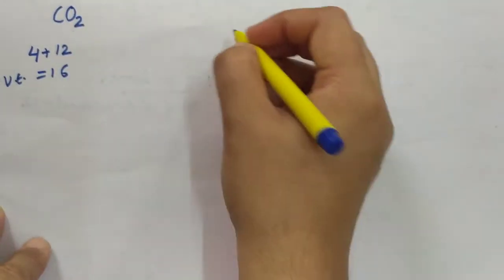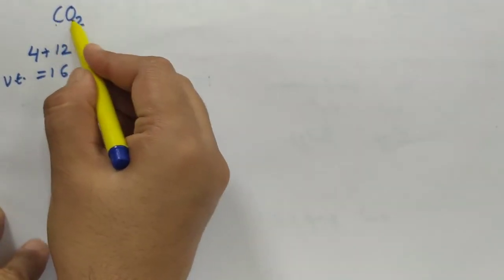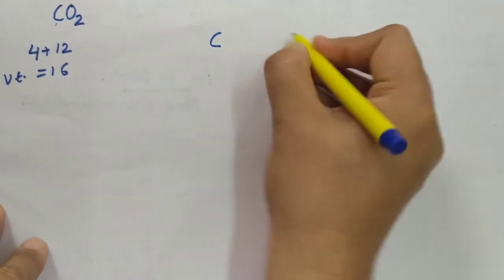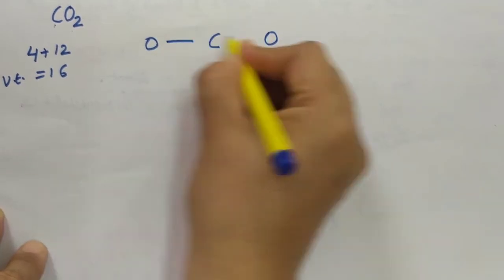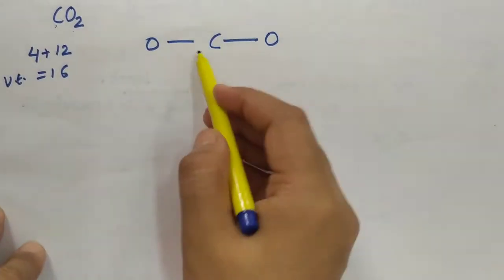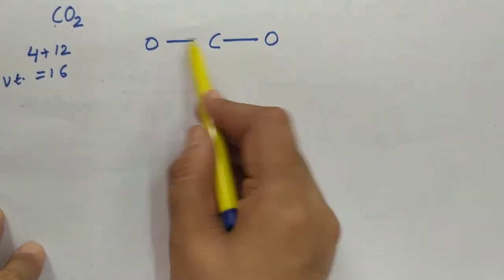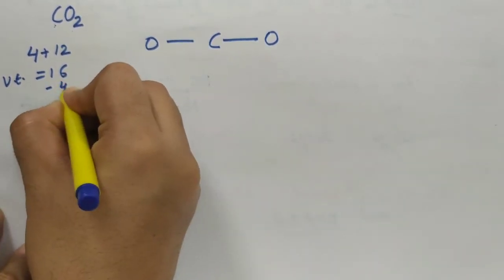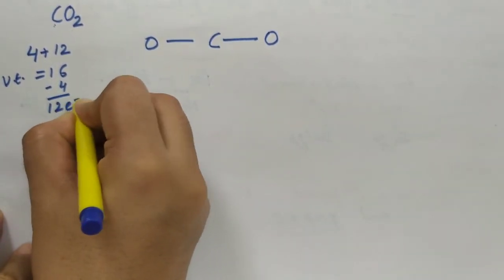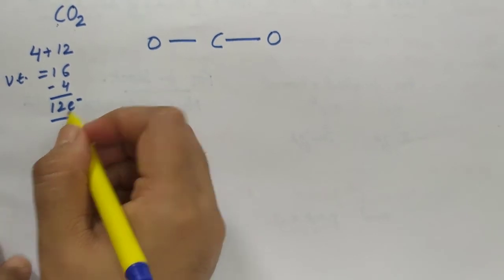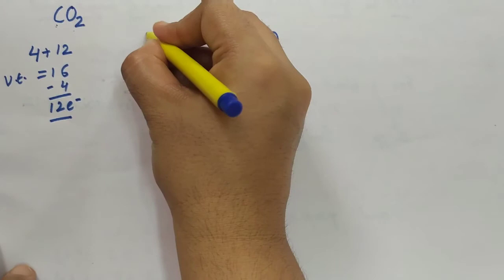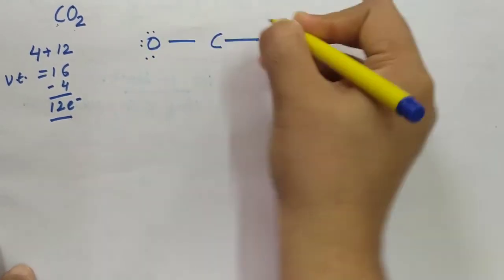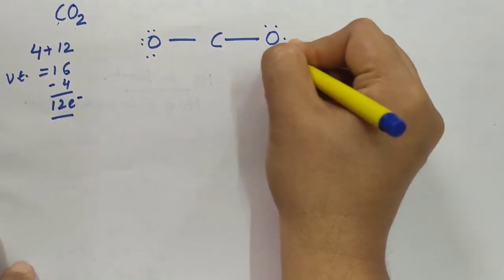After counting the valence electrons, take the central atom: carbon is the central atom, with oxygen and oxygen. After that, draw single bonds. One single bond means 2 electrons, so 2 and 2 is 4 electrons. Minus 4 electrons leaves 12 electrons, and the remaining 12 electrons go as lone pairs, 6 and 6 on the two oxygens.